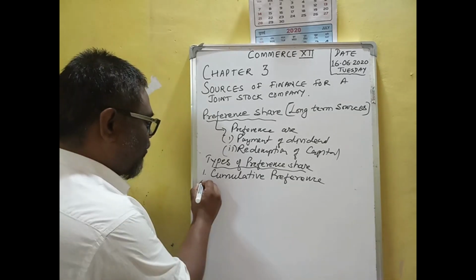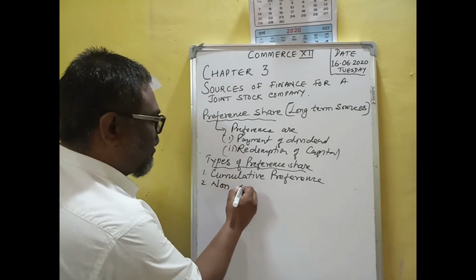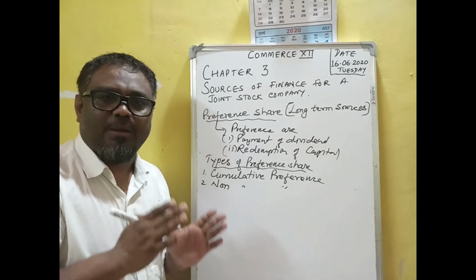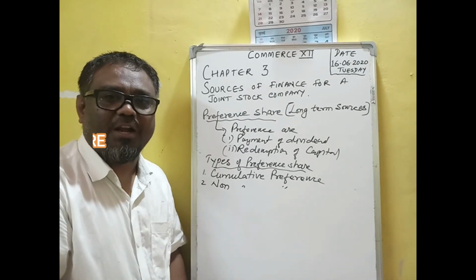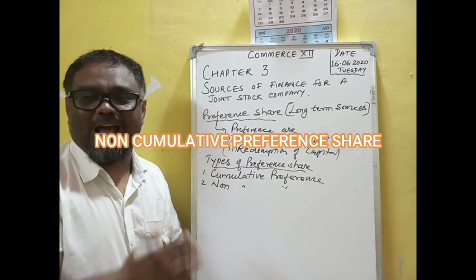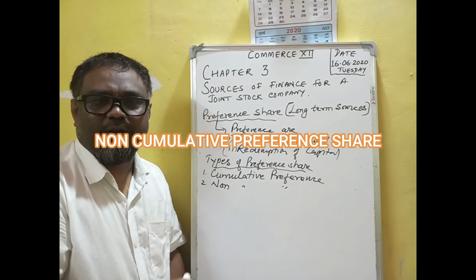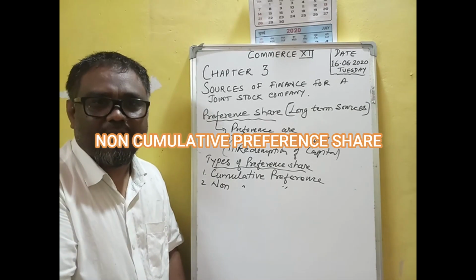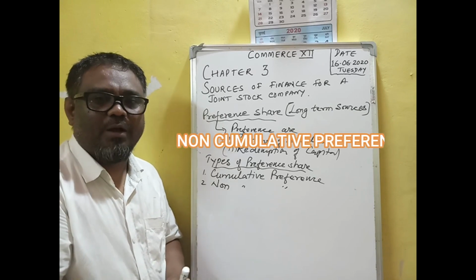And then we have non-cumulative preference shares. Non-cumulative means if in any year the company is not able to declare the dividend as a profit, it will not be given in the future also. They are not cumulative. They are not added in the future. If a company cannot declare the dividend in one year, it will not be carried forward to the next year. That's called non-cumulative preference shares.